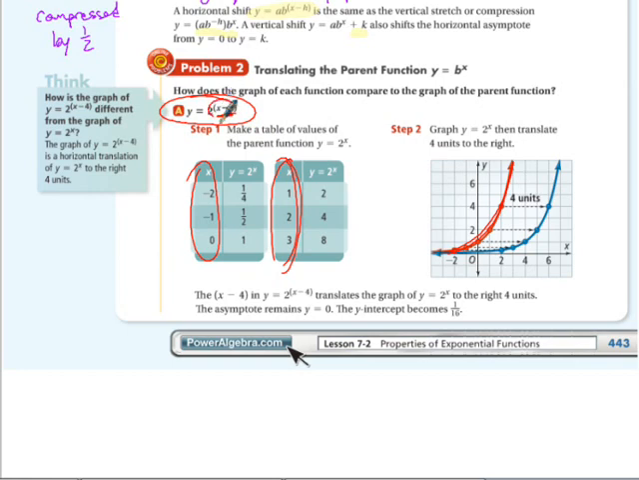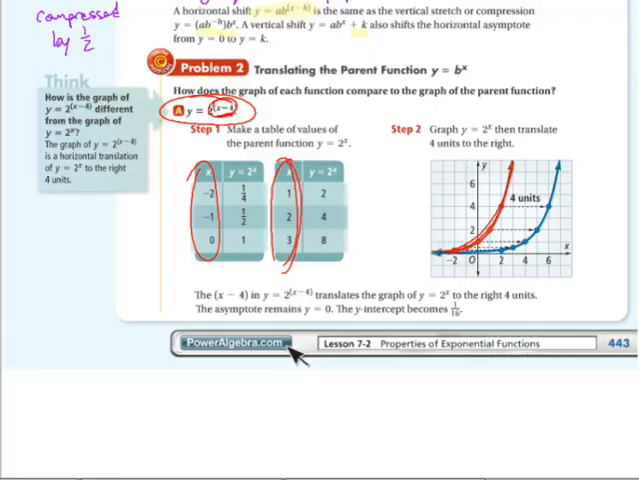This inside the parentheses of the exponent is the horizontal shift, and this is the one that's counterintuitive. So when it's minus, it goes in the positive direction. When it's plus, it goes in the negative direction. Okay. The asymptote remains y equals 0. The y-intercept changes. So you know that's a thing. But other than that, no biggie.